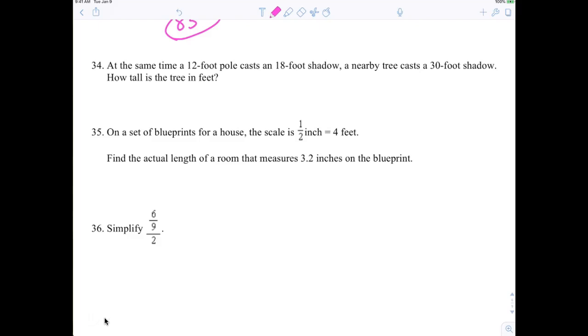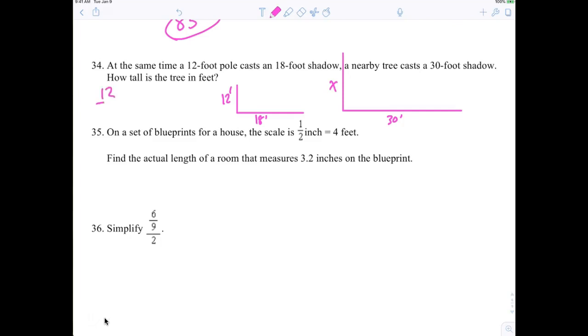Okay, now a 12-foot pole casts an 18-foot shadow. So here's 12 feet, and your shadow's always on the ground. Now, there's a 30-foot shadow over here. So I want to know how tall it would be. So how do I set up the proportion? Yes, that's good. But let's set a proportion up.